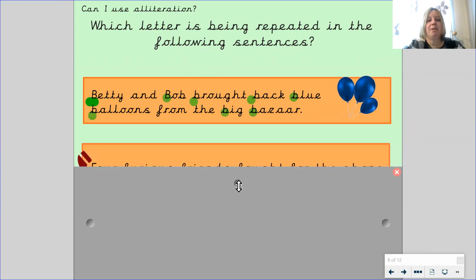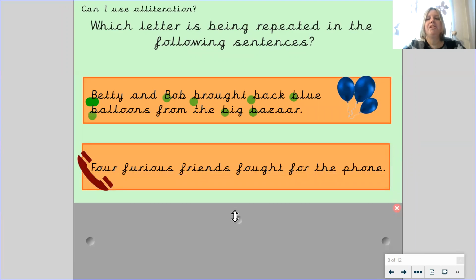Let's try another one. Pause your video and read this sentence and see if you can spot the letter that is being repeated. Did you spot the letter F? Four furious friends fought for the phone. Let's highlight them. Four furious friends fought for the phone.